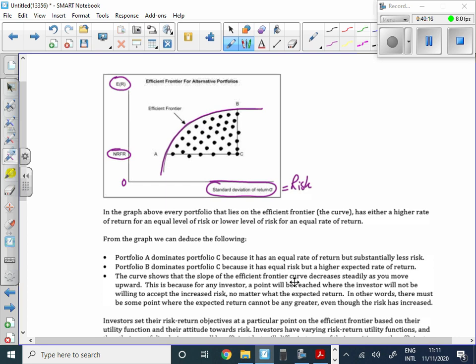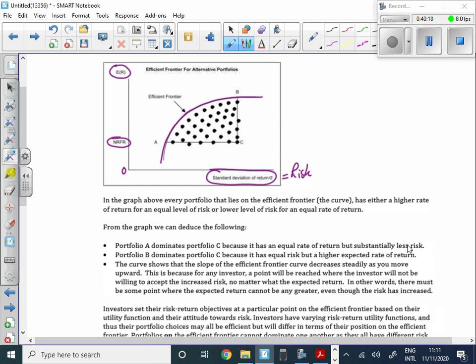Okay, and what can we see over here? Let's just have a quick look. This is really revision from CAIA level 1. Portfolio A dominates portfolio C. Why is that? Because A sits over here on the efficient frontier, has got a very low level of risk, and it is risk-free. C is very risky.